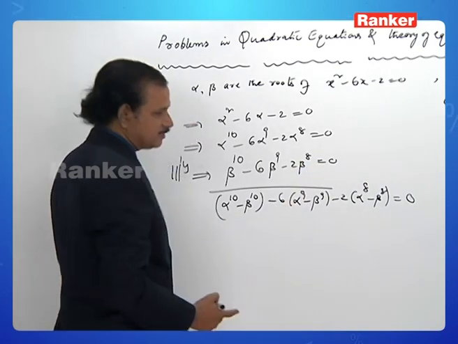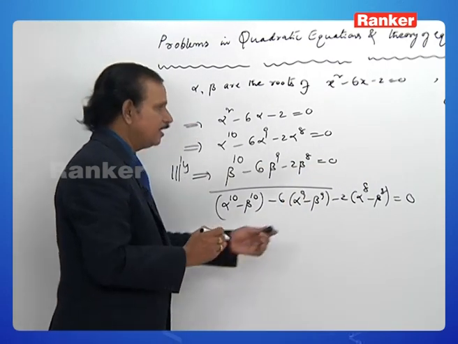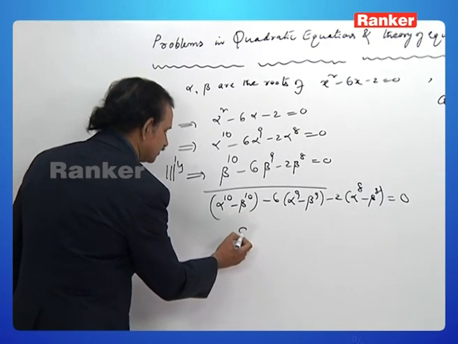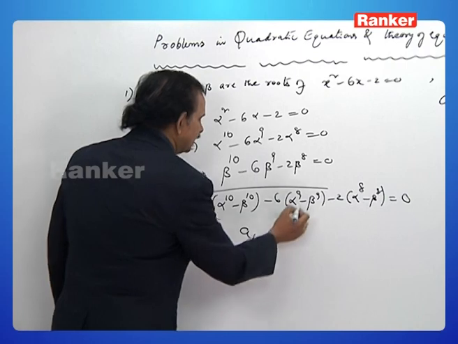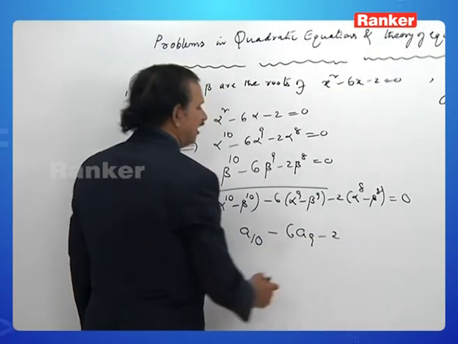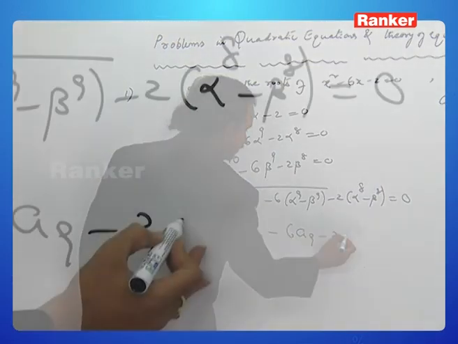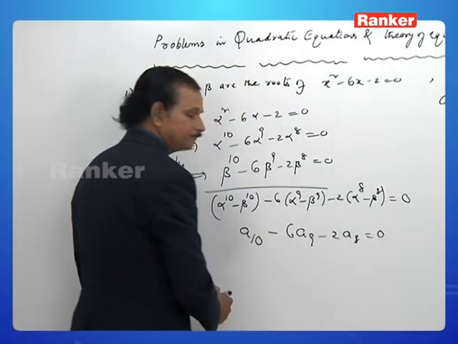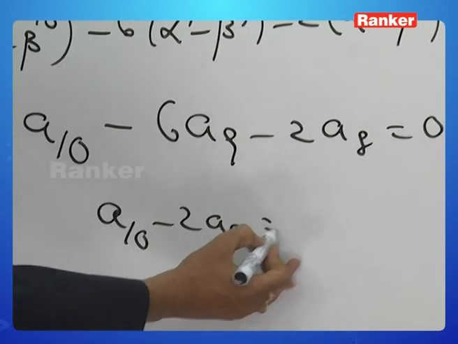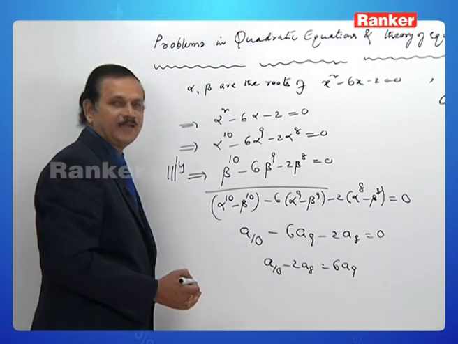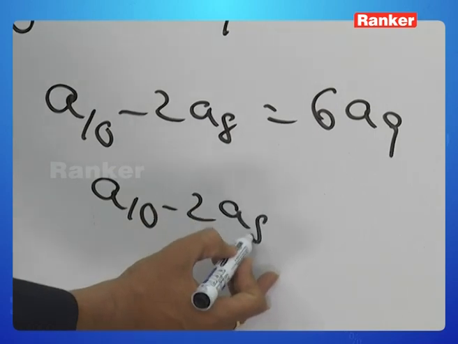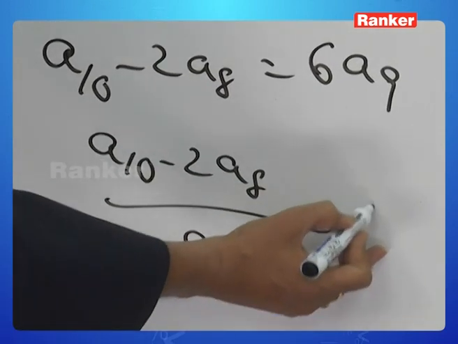Now we make use of the given symbolism. What is alpha power n minus beta power n? It is given to be an. So alpha power 10 minus beta power 10 can be replaced by a10, and similarly alpha power 9 minus beta power 9 by a9, minus 2 into alpha power 8 minus beta power 8, which is nothing but a8, is equal to 0. Let us send 6a9 to that side. a10 minus 2a8 is equal to 6a9. Good. Now a10 minus 2a8 by a9 is equal to 6.